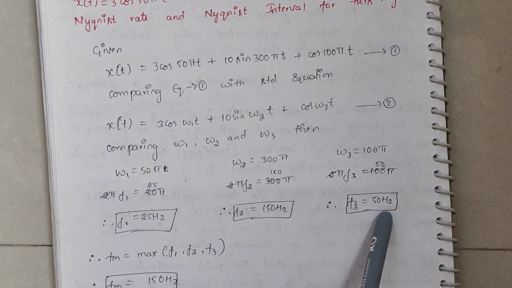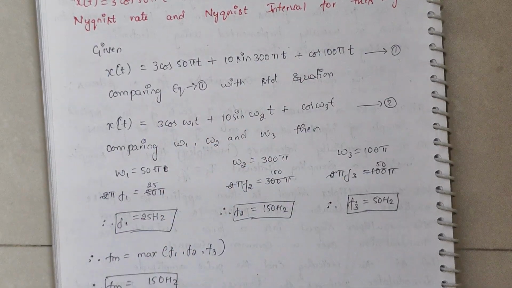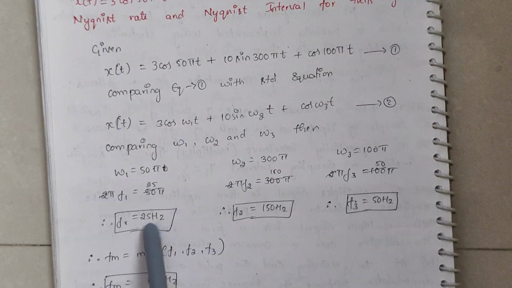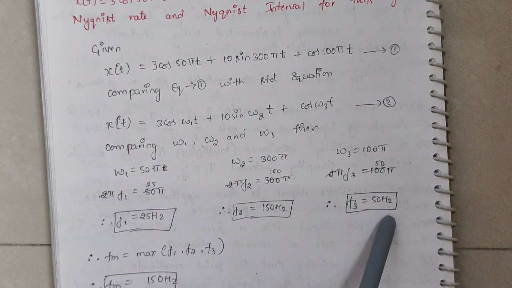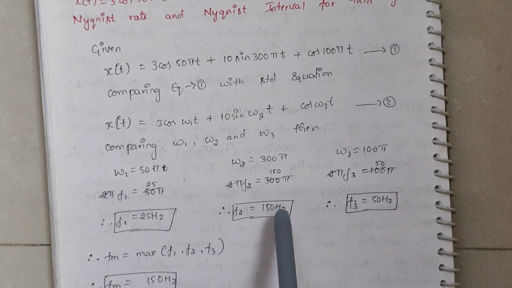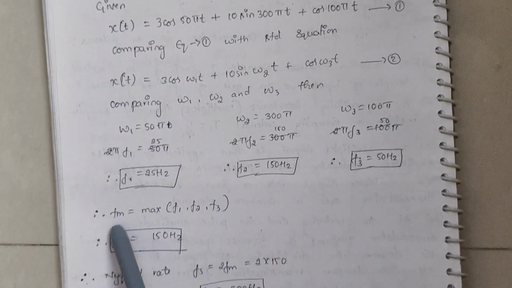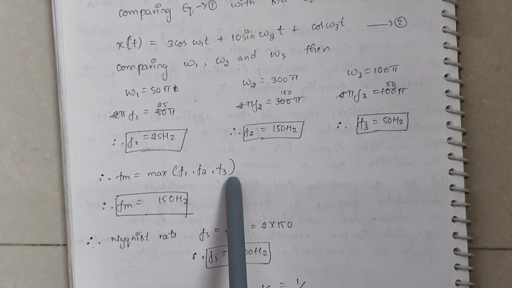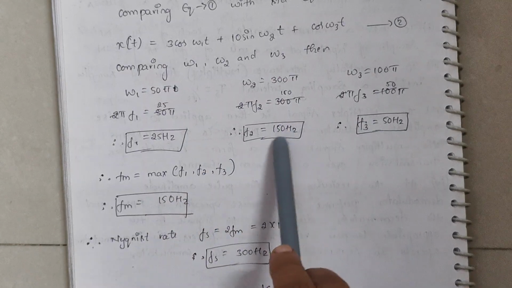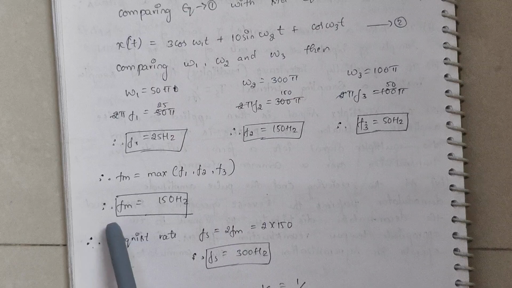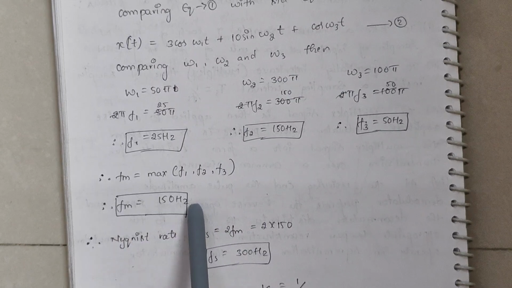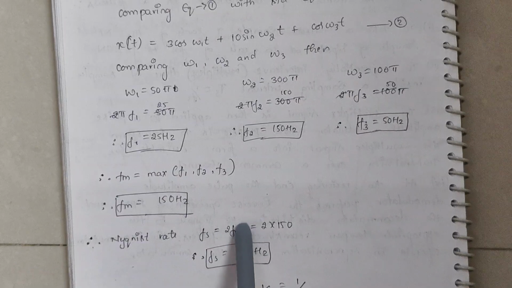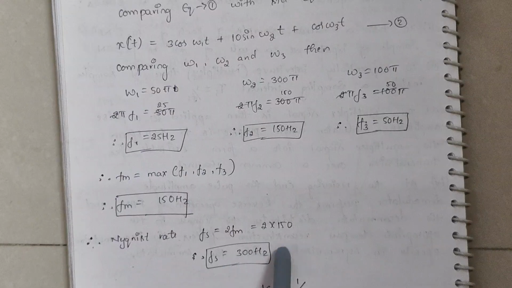So, three message frequency components in this given input analog signal. In this, the highest frequency component is which one? It is 150 Hertz. So, Fm is equal to maximum of F1, F2, F3. Of the three frequency components, F2, 150, is the highest frequency component, so Fm is equal to 150 Hertz. So Nyquist rate is what? Fs is equal to 2Fm. Fm is 150 Hertz. So Fs is 300 Hertz. Nyquist rate is 300 Hertz.